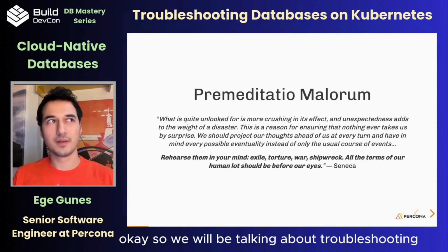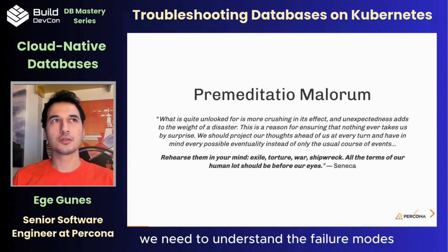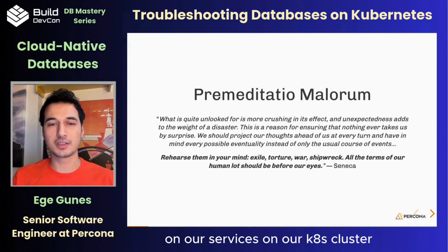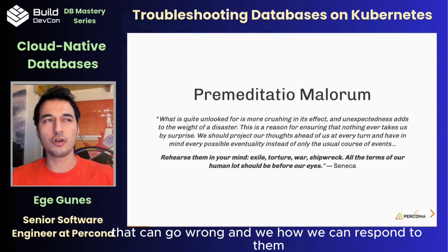Okay, so we will be talking about troubleshooting, but why do we need to think about troubleshooting? Because we need to understand the failure modes that can happen on our systems, on our services, on our Kubernetes cluster, and also we need to imagine the things that can go wrong and how we can respond to them.